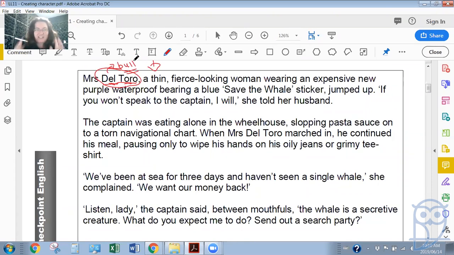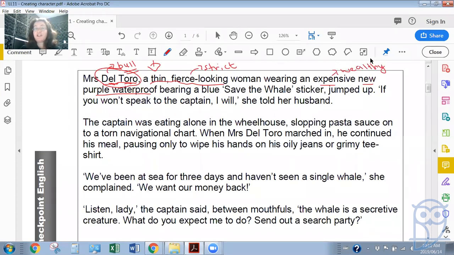Okay, so nice suggestions. Mrs. Del Toro, a thin, fierce-looking woman. Okay, and this is where your suggestion of her being very strict comes in. Yes, she's thin and fierce-looking. She's a fierce-looking woman wearing an expensive, new, purple waterproof. So what does that suggest about her? She's wealthy. Good. This word, expensive, suggests she's wealthy.